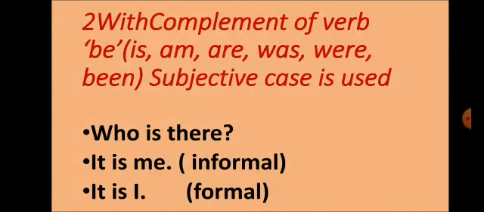And the second rule is with complement of verb be. As you all know that forms of the verb be are is, am, are, was, were, and been. And this is not an action verb. This word be tells about the state of something. So with these forms of verbs, we use subjective case. In an informal way, we have heard many a time, it is me, but that is an informal way of talking. When we talk about formal writing, then it is I. We always use subjective case with it.